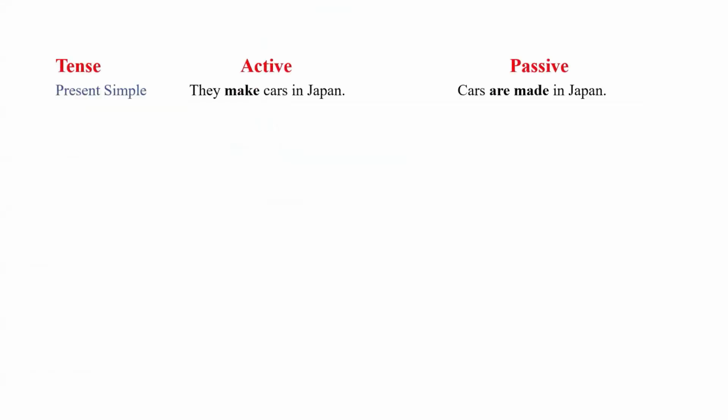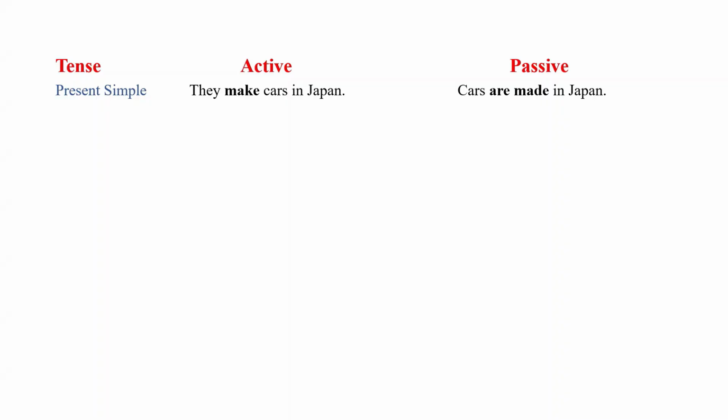So let's start with the different tenses, and I will make active and passive. I will make two for each, okay? Now, the first one is present simple, and then the active structure is they make cars in Japan. And we want to turn it into passive, so we find the object, which is cars, and then we bring it to the beginning of the structure, cars, and then the second stage is to conjugate the verb to be for the new subject and for the tense.